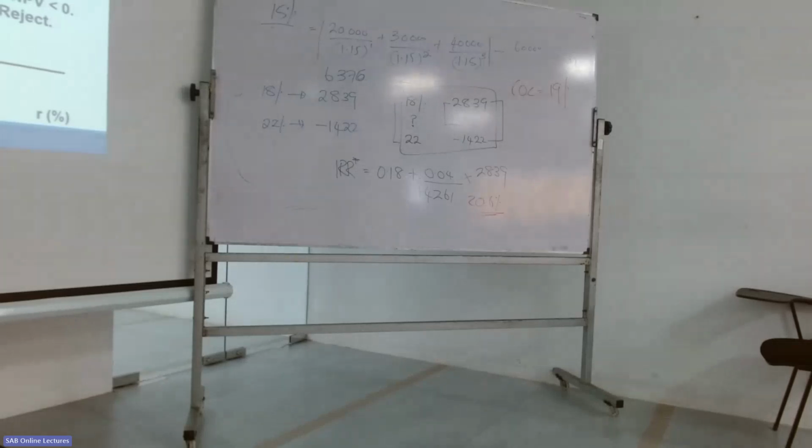At this cost of capital level, NPV is positive, so you can accept the project. And also the IRR is greater than the cost of capital.